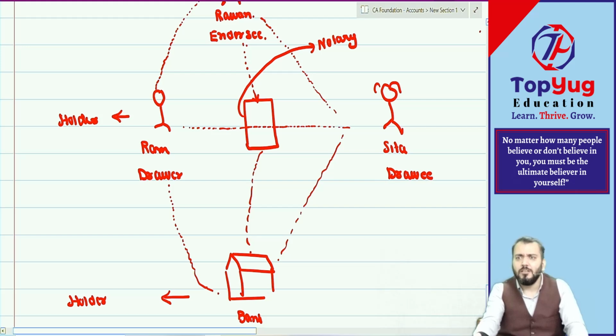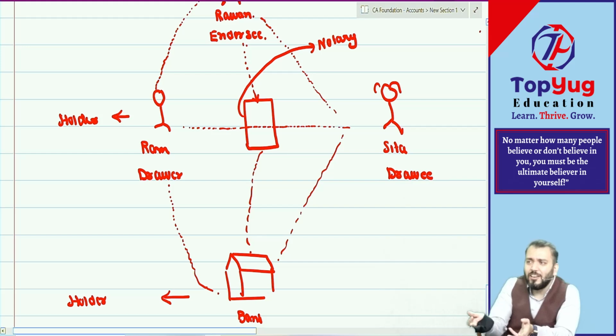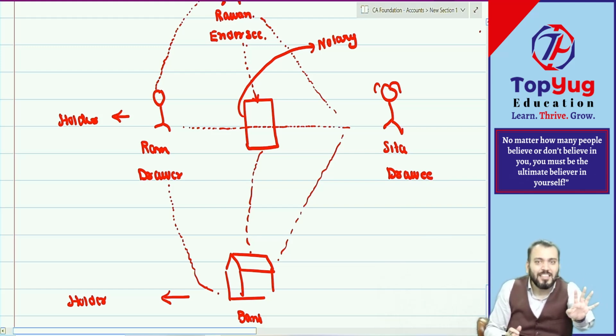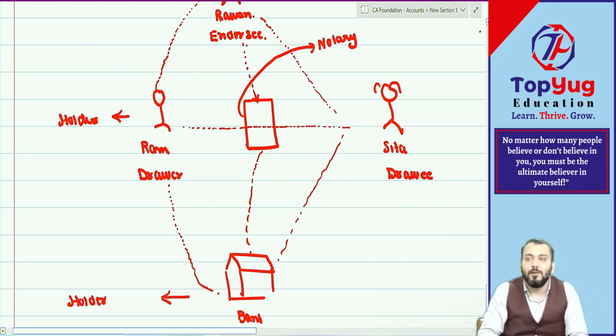So the bill is dishonored. What will the notary do? The bill is dishonored, so the notary has not collected any amount. So he will not give any amount to whom? Ram, Ravan or the bank, as the case may be. But what will he do? He will write down that fact in a note.